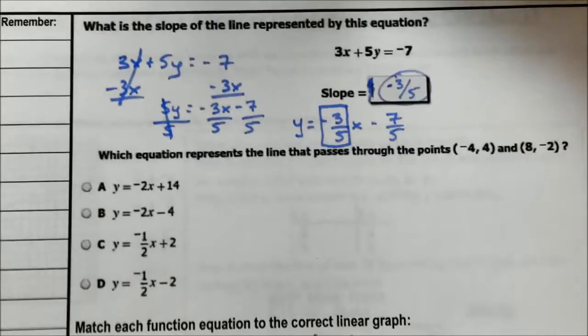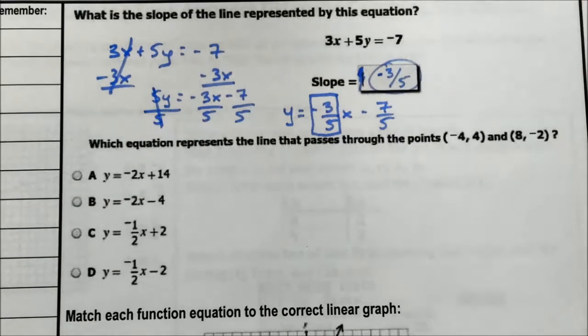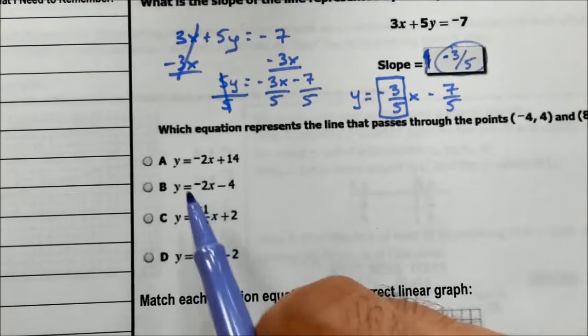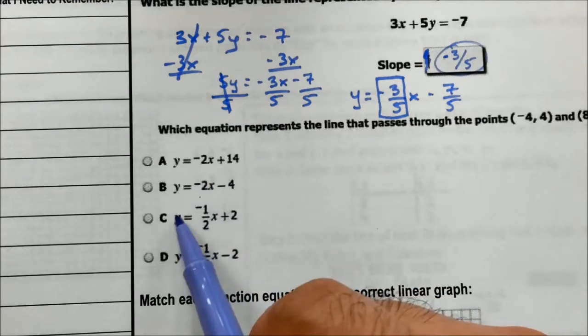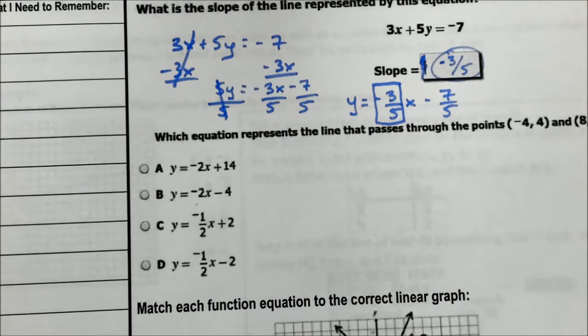Okay, moving on. This one says, which equation represents the line that passes through the points (-4, 4) and (8, -2)? So let's look at our option choices. Clearly this is written in slope-intercept form, as it's all y equals. So what we're going to do is first find the slope.